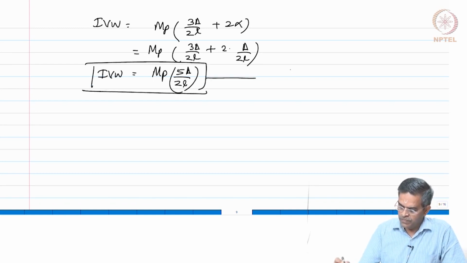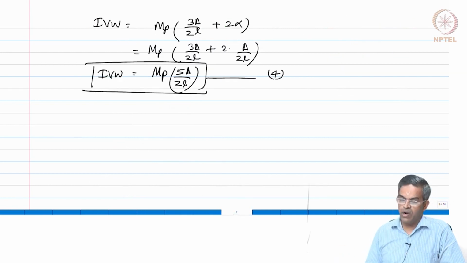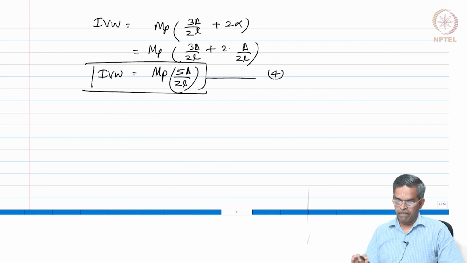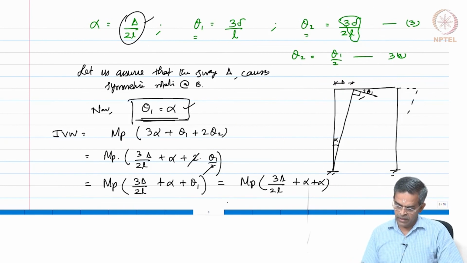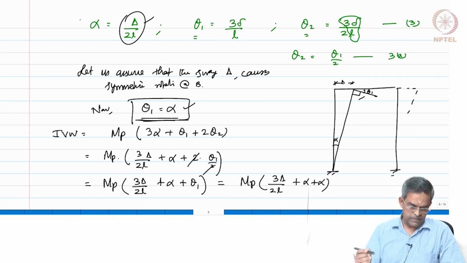Equation number 4. Okay. I have modified the internal virtual work in a simplified form. Look at the external virtual work, there are 2 variables, okay, but we know they are connected to each other. So, let us try to do that.